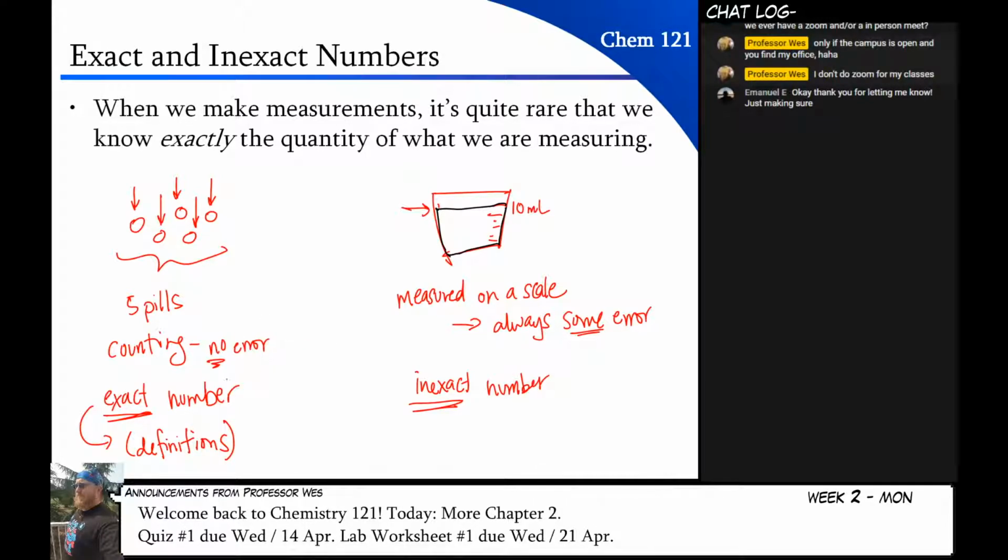If you have a definition, for example, 1 foot equals 12 inches, we've defined this measurement to be true. We just said so. How many inches are in a foot? 12. Why? Because we said so. Definitions are considered to be exact also. So if you have exactly 1 foot, you would also have exactly 12 inches, even though you could be measuring the inches on the foot scale.